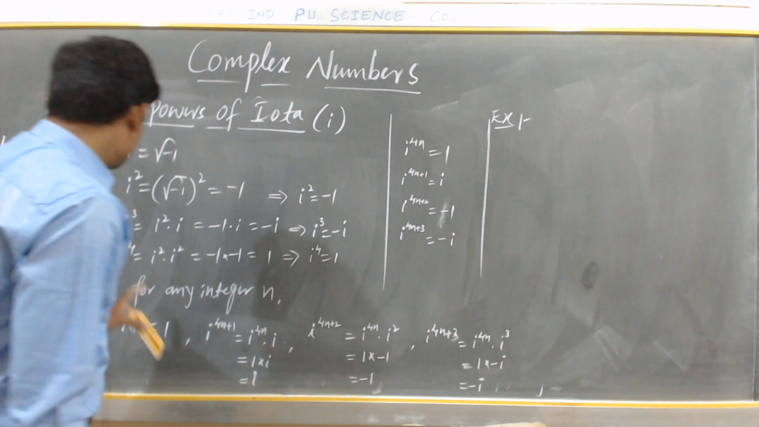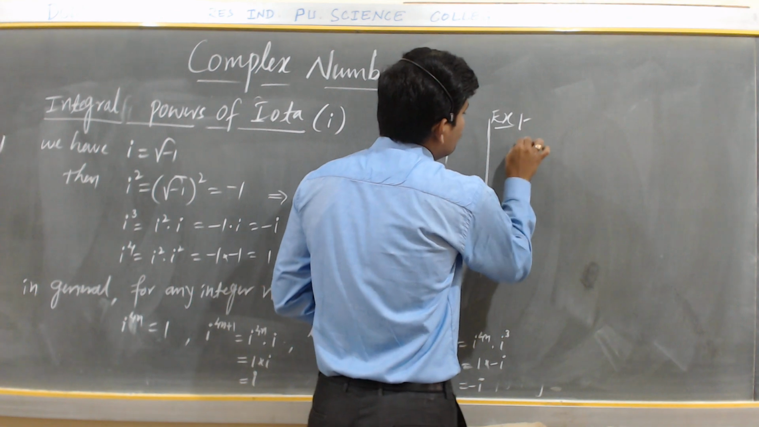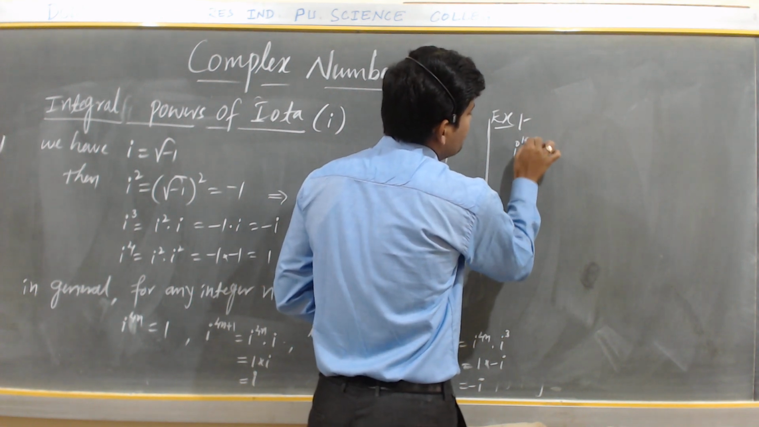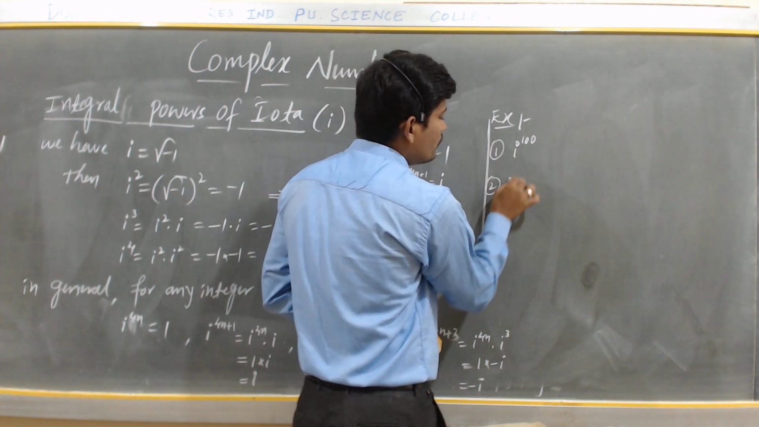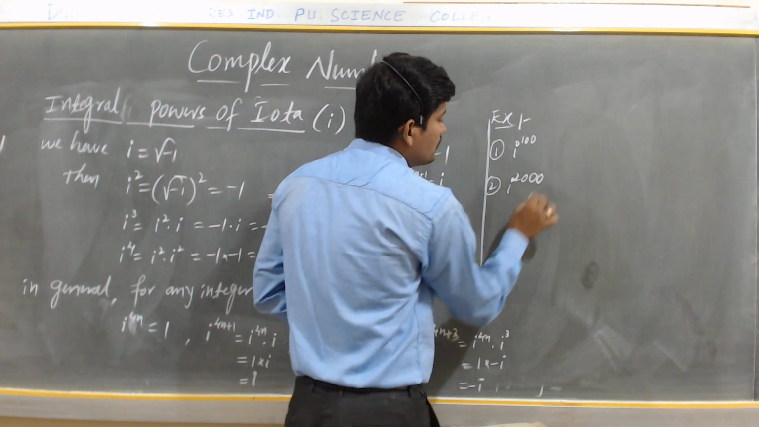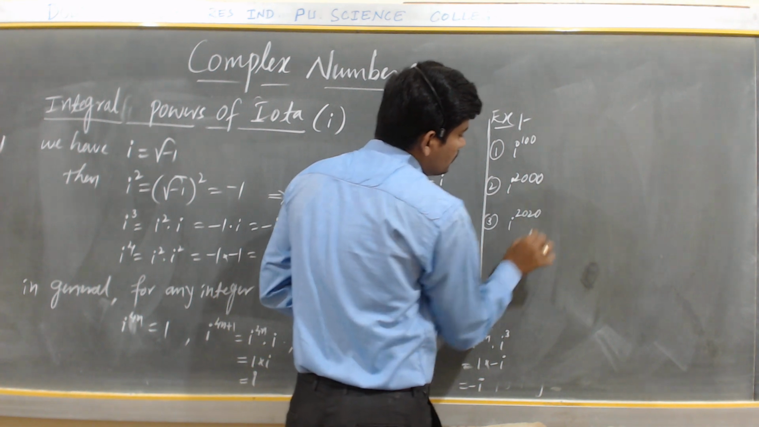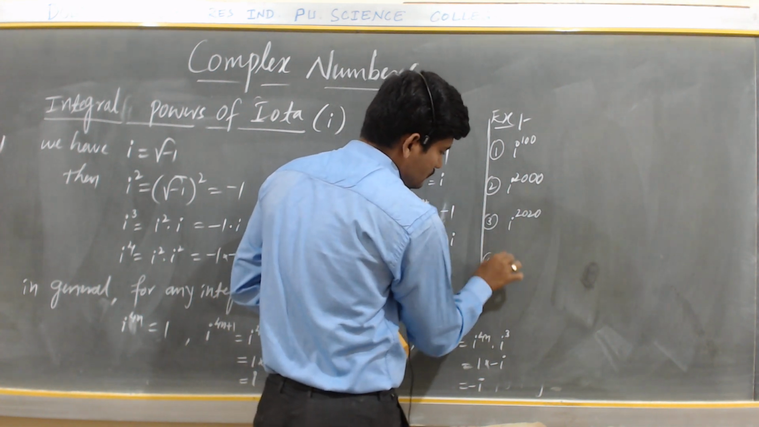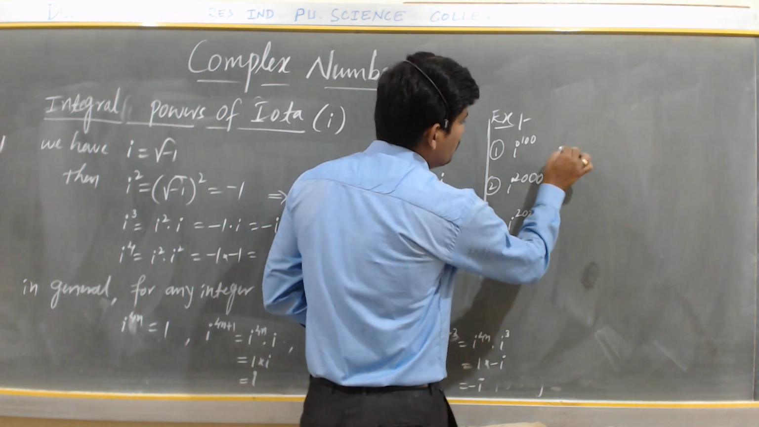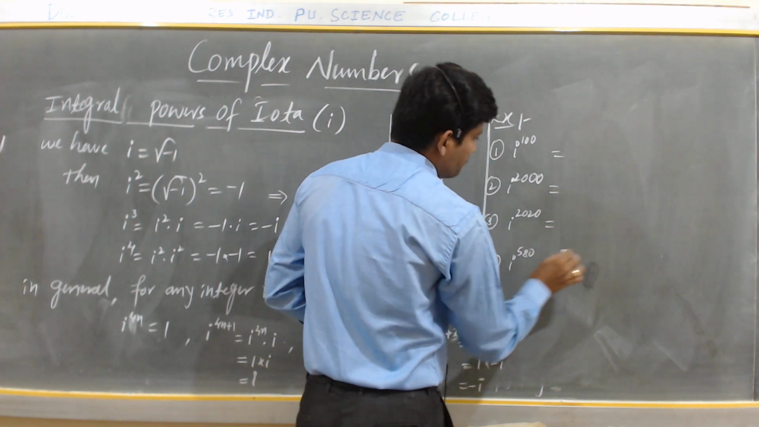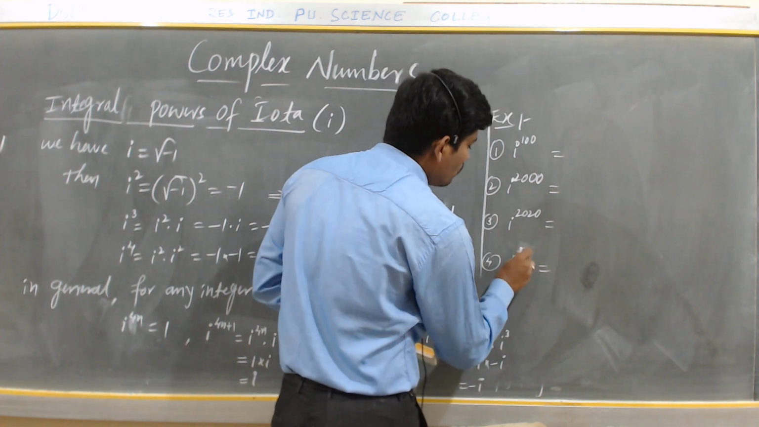Now listen here, all of you. First of all, I want to find the value of I to the power of 100. Second one, I to the power of 2000, and third one is I to the power of 2020. Next, fourth one, I to the power of 580. Or otherwise you can take 103.